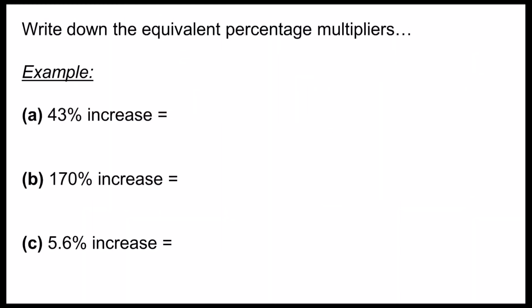Next, we need to think about the equivalent percentage multipliers if we are increasing by percentage. The best way to demonstrate this is through an example. So let's have a look at A. Because I am increasing an amount by 43%, this means I have the whole of the original amount, that's 100%, plus an extra 43%. That means what I end up with is 143% of what I started off with.